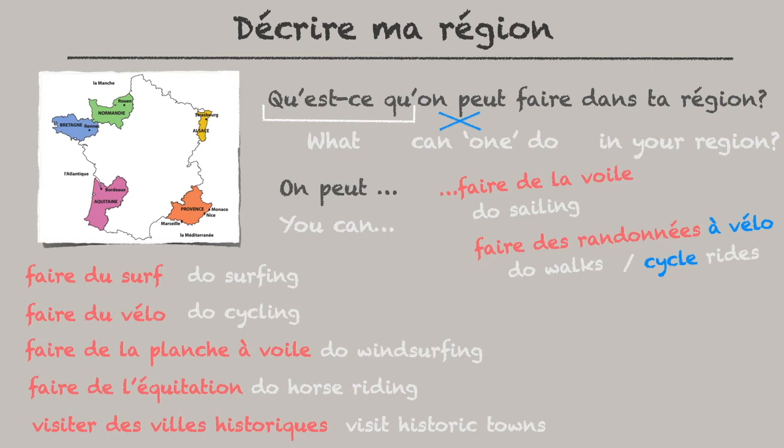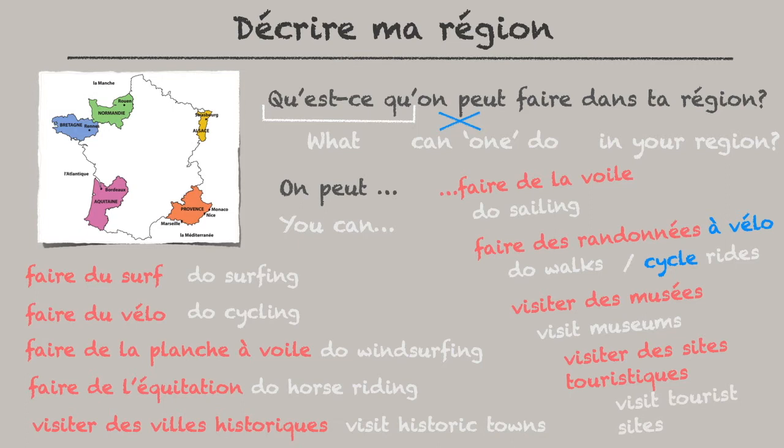But here we've got faire des randonnées, which is hiking, and faire des randonnées à vélo, which would be to go for cycle rides. So you can say either of those, randonnée à vélo, or faire du vélo. You can go for cycle rides, or you can go cycling. Right, what else have we got? On peut visiter des musées. You can visit museums. Or on peut visiter des sites touristiques. You can visit tourist sites. Whole load of ideas then for things you can say about your region.